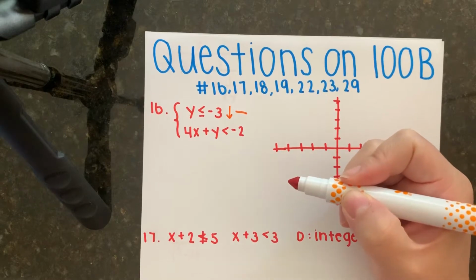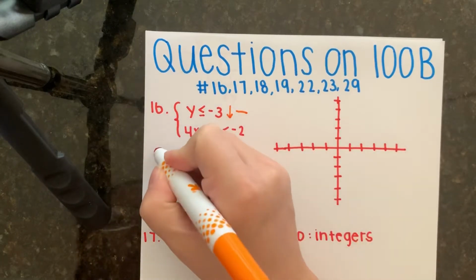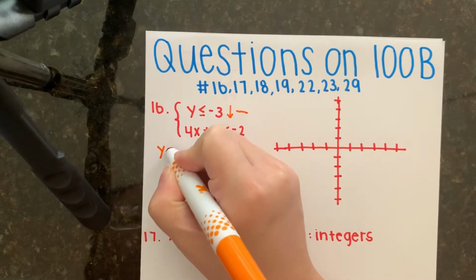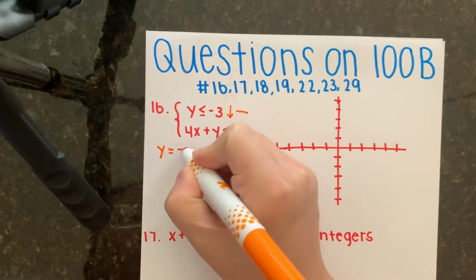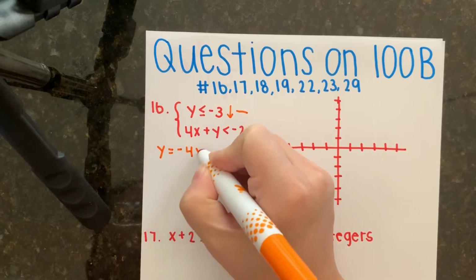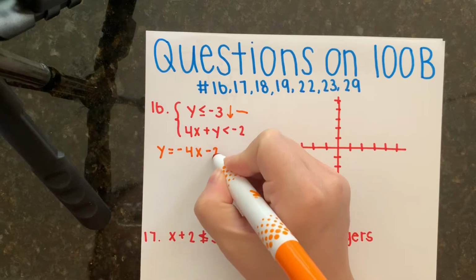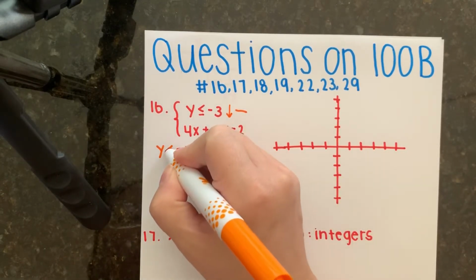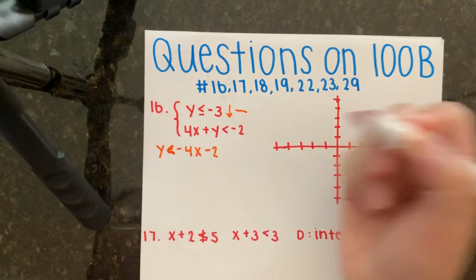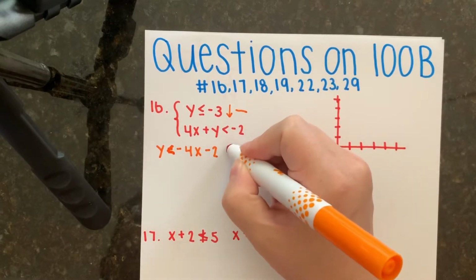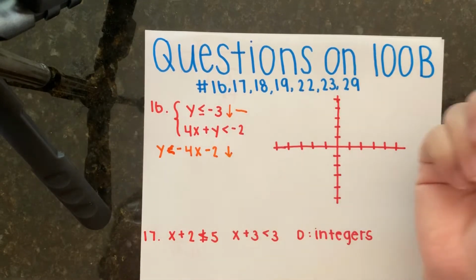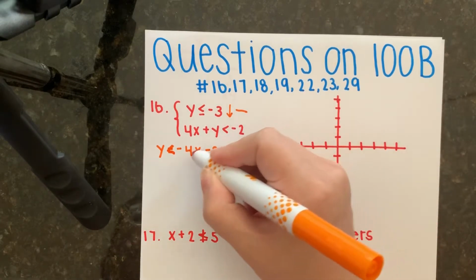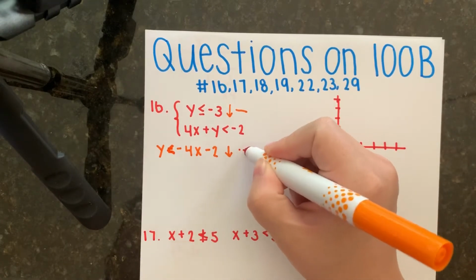Now for this next one, I have to solve my equation for y before I can graph it. So that means y is going to be equal to -4x minus 2. That should be less than, my bad. When it's less than, again, it's going to be everything below. And when there's no equal sign, it's going to be a dotted line, not a solid line.